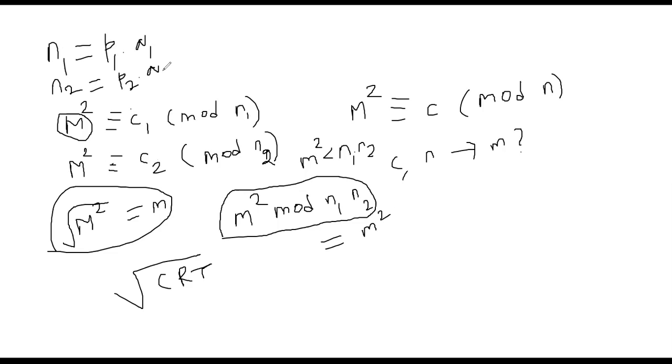This is pretty interesting. The Chinese remainder theorem is useful for attacking systems that do not have randomization. If the message is randomized, then we can't apply the Chinese remainder theorem. Okay, that's all.